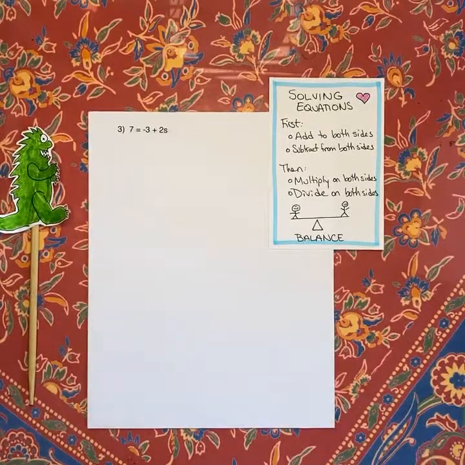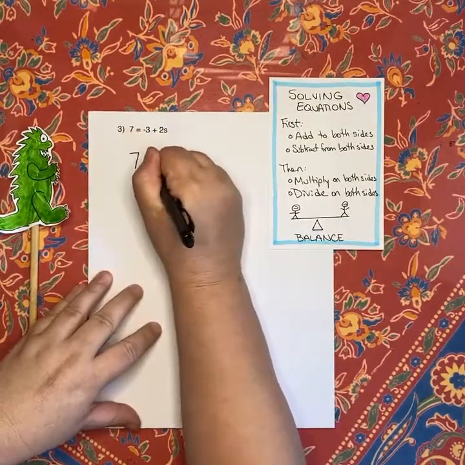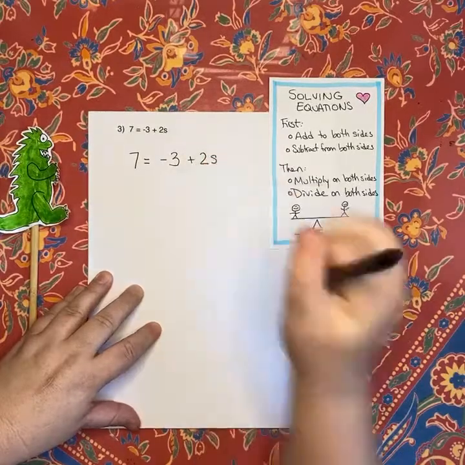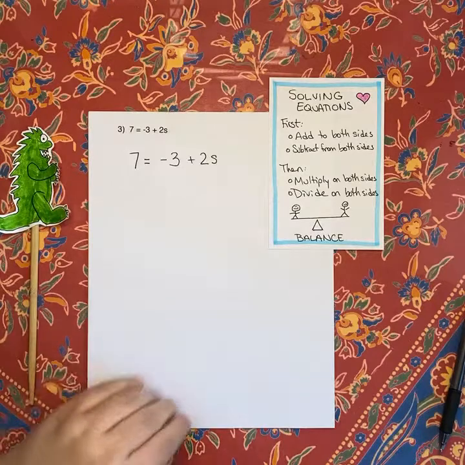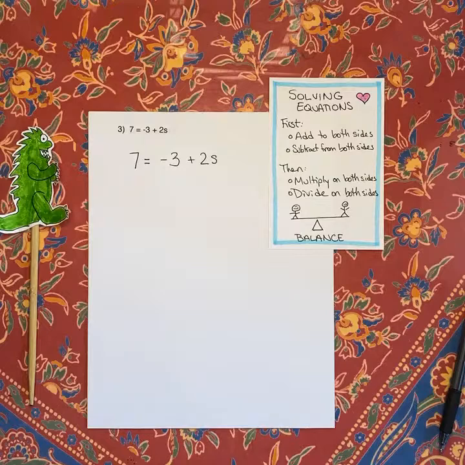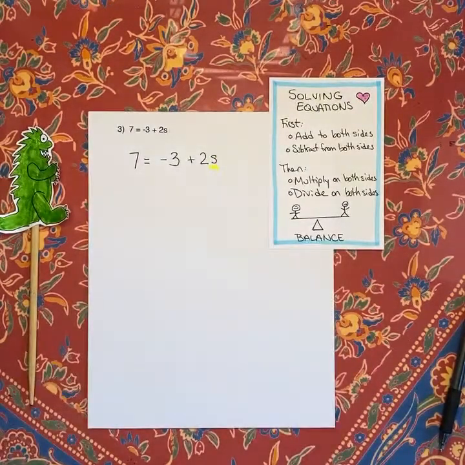And let's go ahead and approach this one. So I've got 7 equals -3 plus 2s. First thing we've got to do is find the variable. I found it. Did you guys find it? It's like the easiest Where's Waldo, which is good because right now I could really go for an easy Where's Waldo, not the hard one. The variable is right there.